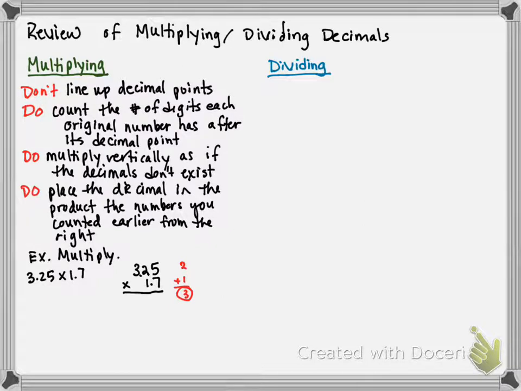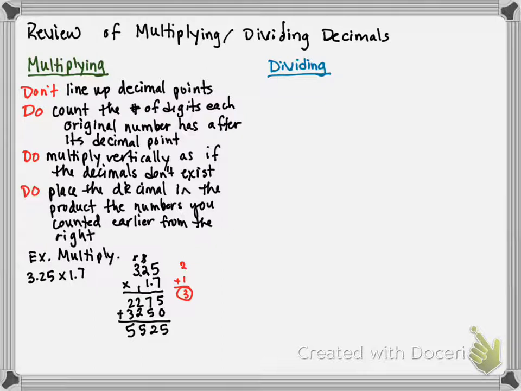So 7 times 5 is 35. 7 times 2 is 14. 14 and 3 is 17. 7 times 3 is 21, plus 1 is 22. Put in a placeholder, and then I have 1 times 5 is 5. I love multiplying by ones. 1 times 2 is 2, and 1 times 3 is 3. And then I add those up, and I get a 5, I get a 12, I get a 5, I get a 5.